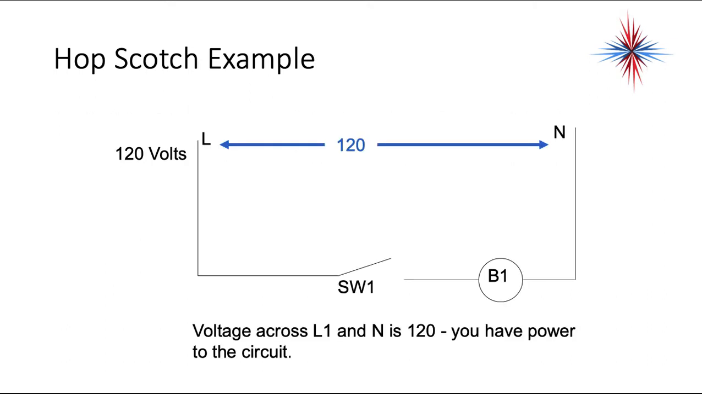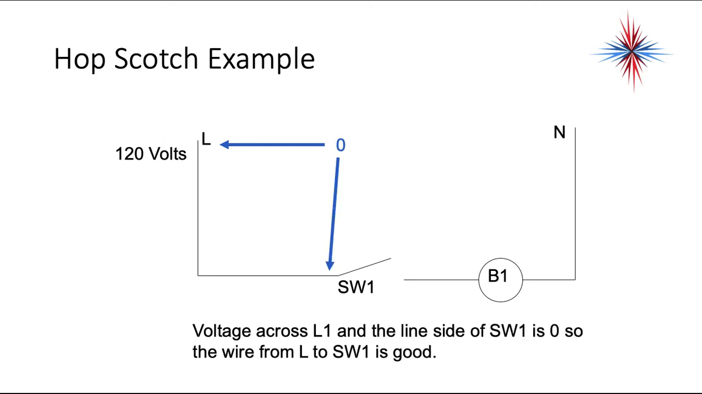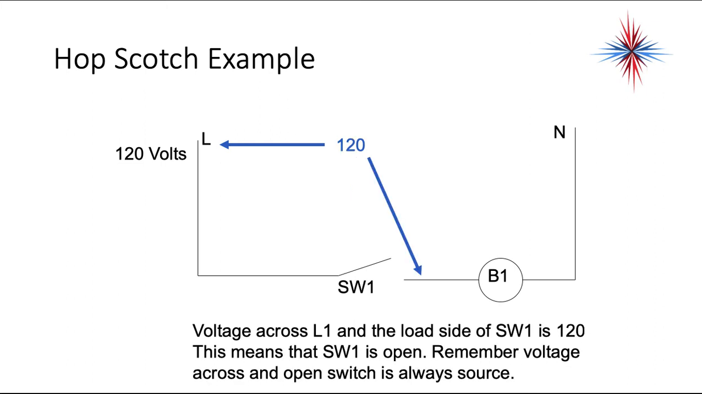This is just one of the examples, okay? Voltage across L1 and neutral is 120. We have power to the circuit. That's important. Don't go further if you don't have power to the circuit. Now, we leave one lead on L, and we go to the line side of switch 1. We have 0. So the wire from L to switch 1 is good. Then we go voltage across L1 and the load side of switch 1. It's 120. This means that switch 1 is open. Remember, voltage across an open switch is always source.